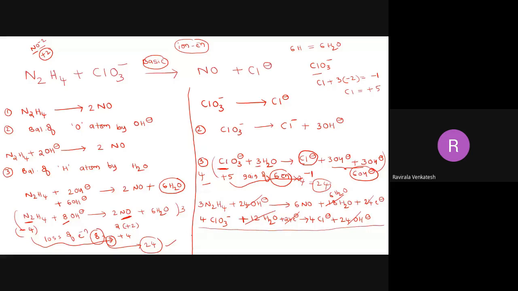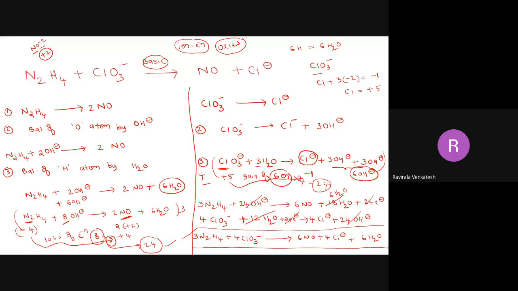तो आंसर क्या हो जाए आपका? 3 moles of N2H4 reacting with 4 moles of ClO3 minus gives rise to 6 moles of NO, 4 moles of Cl minus plus 6 moles of water. This is the balanced chemical equation in the basic medium. Even if you go for oxidation number method also, you will get the same answer. But the steps are different.